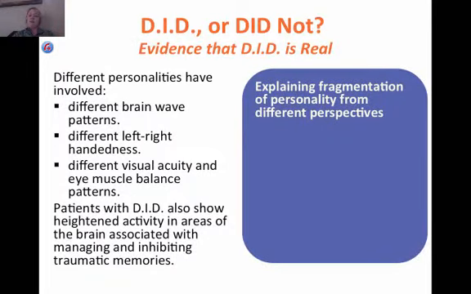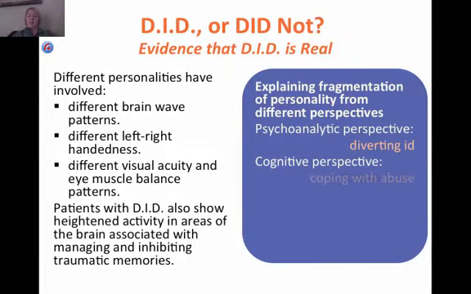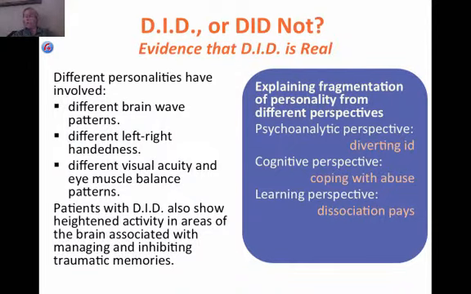Now, explaining fragmentation of personality from different perspectives. The psychoanalytics obviously would say that it's the diverting id. The cognitive perspective would say it's a way of coping with abuse: this didn't happen to me, it happened to somebody else. The learning perspective would say that dissociation pays, right? I don't have to deal with it. Positive reinforcement. It's not me, it's somebody else. And then the social influence perspective would say that therapists encourage this. So again, very controversial disorder, fascinating disorder though, and we'll talk about this a lot more in class in the next couple days.